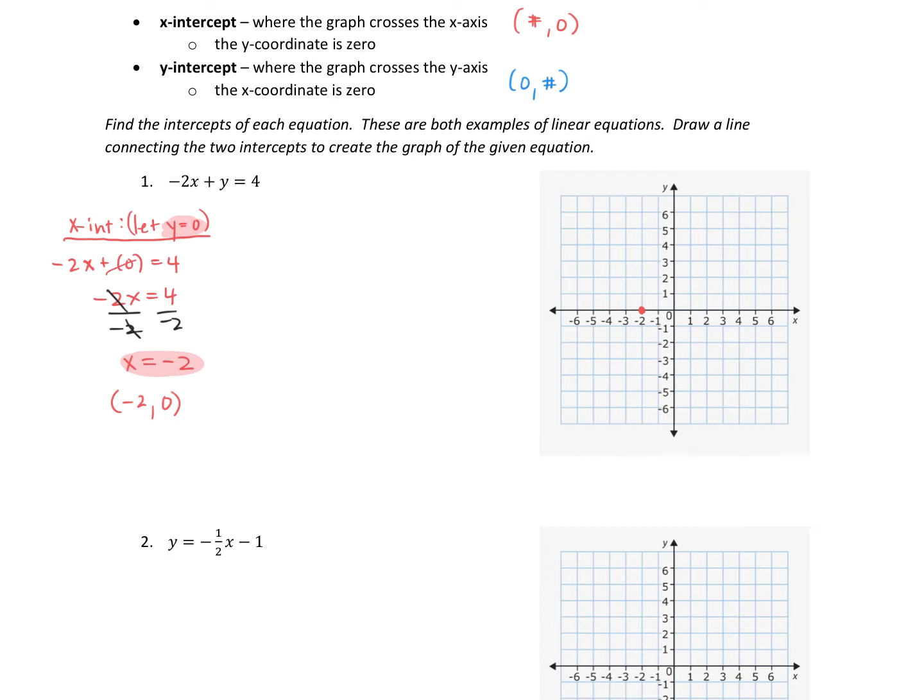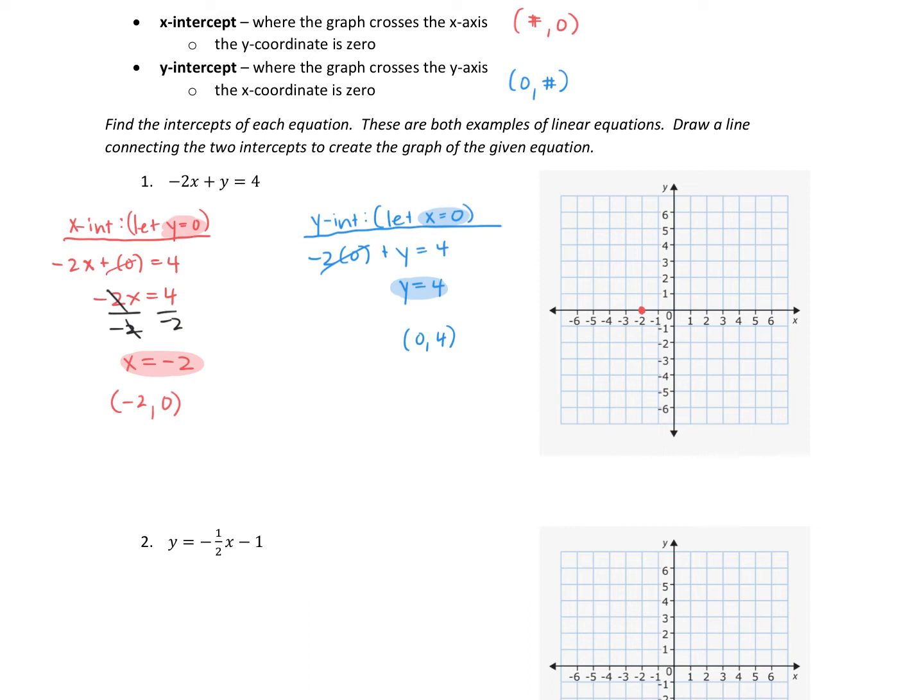And now I'm going to do something similar for the y-intercept. The y-intercept, x is always 0. So we're going to let x be 0 and see what we get for y. So negative 2x, so negative 2 times 0 plus y equals 4. Well, 2 times 0 is 0, so that's gone. That just leaves us y equals 4. Notice we have a y value and we have an x value. So since we have an x value and a y value, we can make an ordered pair. The x is 0, the y is 4.